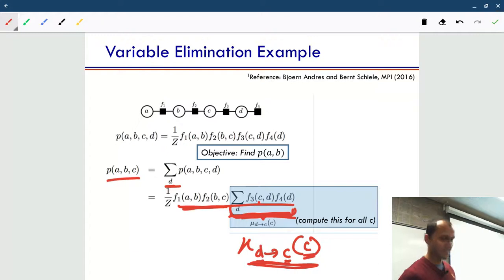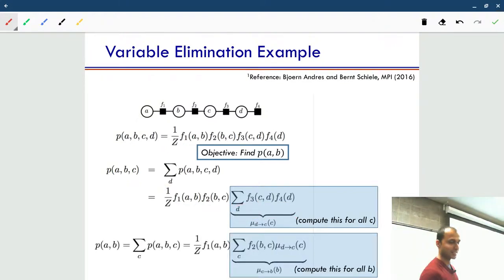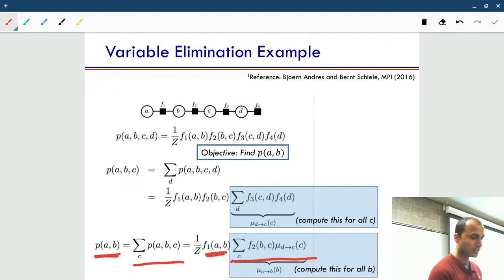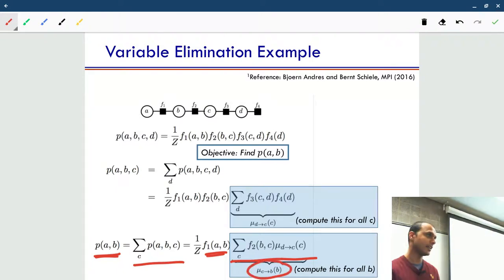Is that clear? I may be going slow, but let's do it slowly. Our objective is to find the joint distribution between a and b. So again we sum over c, which is the thing that we don't want. We marginalize it out, and again you can push the summation inside because one of the factors doesn't involve c, and we'll call that function mu subscript c to b of b, because b is the only variable left. We have to compute this for every b value.